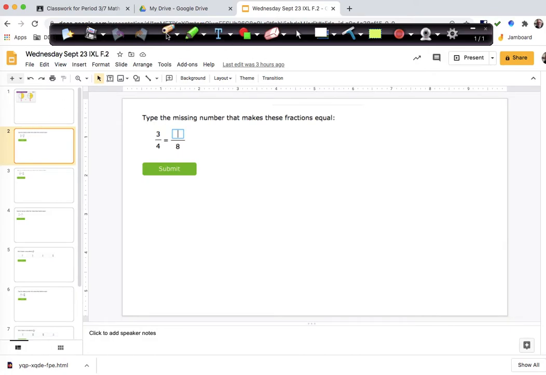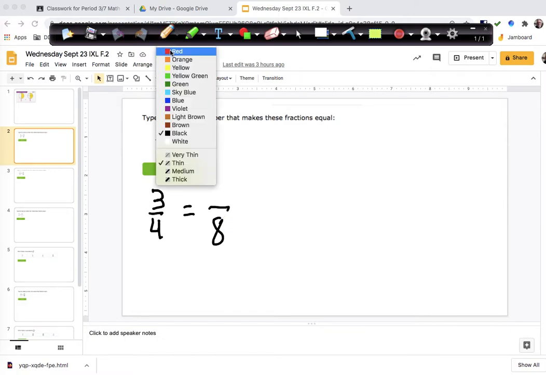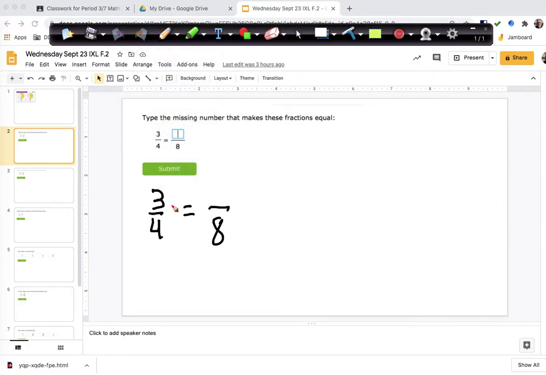So I'm just going to solve that like we did in class. 3/4 equals what eighths? And we talked about that 4 times something is equal to 8. 4 times 2 is equal to 8, so then we have to multiply the numerator also by 2, and then we get 6.